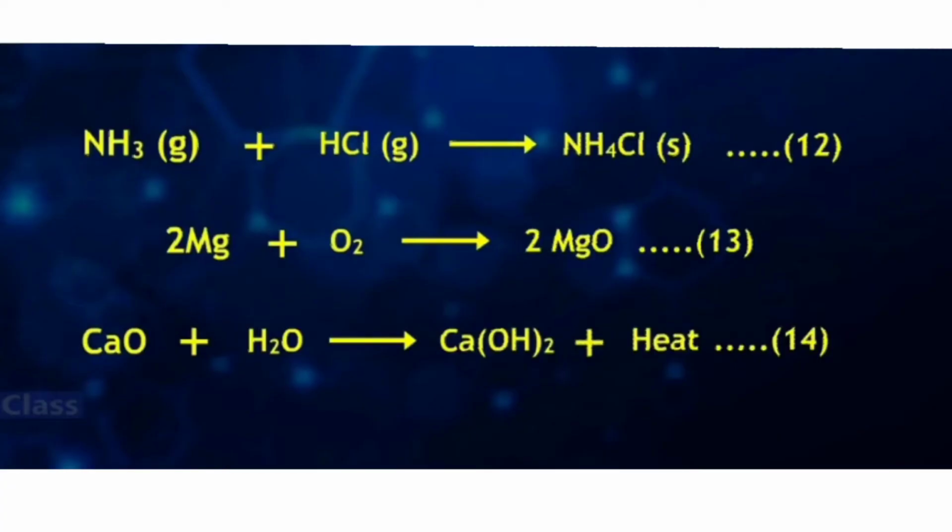Observe these three equations. NH3 plus HCl gives you NH4Cl. 2Mg plus O2 gives you 2MgO. CaO plus H2O gives you Ca(OH)2 plus heat. Now all these reactions, if you observe, have two reactants and one product. So these are the examples of the combination reaction.